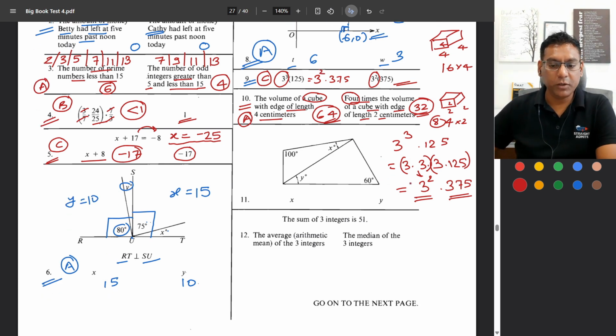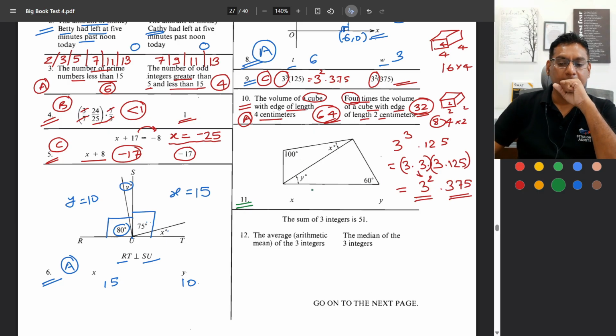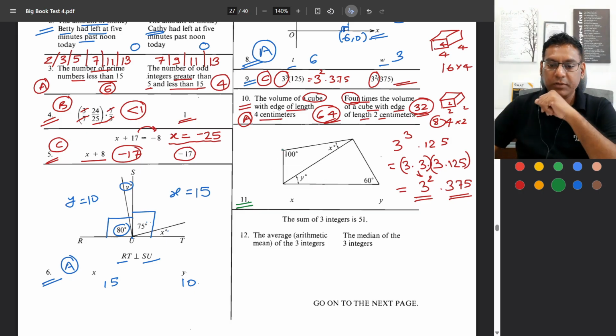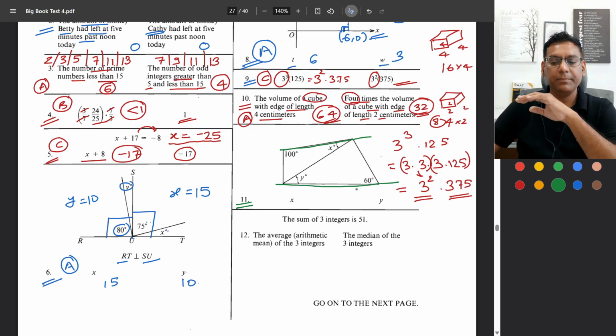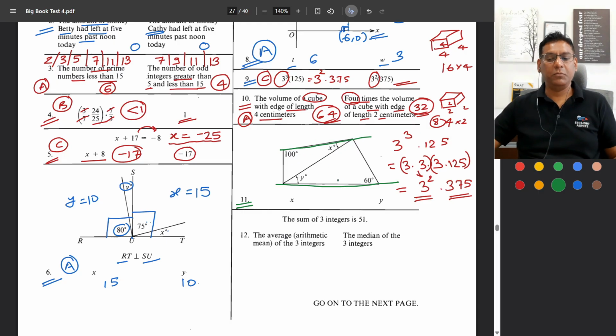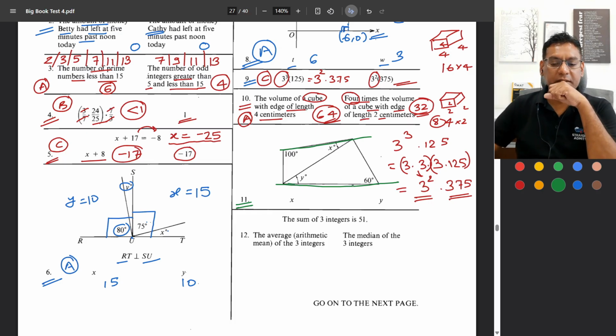Okay, let's move on. Question 11. This is 100, this is y, this is x, this is 60. I don't know if these lines are parallel. They are not parallel, at least visually. But let's see if there's anything I can do. I really don't have any information. The only thing I can figure out is that there are two triangles and this is a quadrilateral. Let's see if I get anywhere. I'm not very hopeful because we don't know if these lines are parallel.